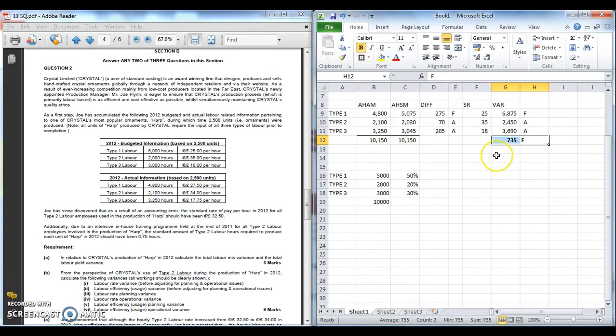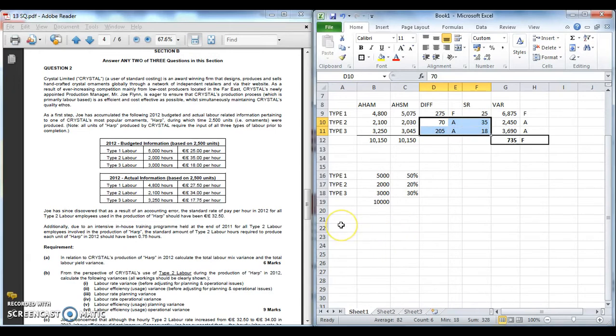So that's essentially telling you that you need to be able to interpret the variance as well. Well, we used less of type 1, but we used more of type 2 and type 3. And the saving we made in using less of type 1 outweighs marginally the extra cost incurred with type 2 and type 3. So you made a saving in terms of the mix.